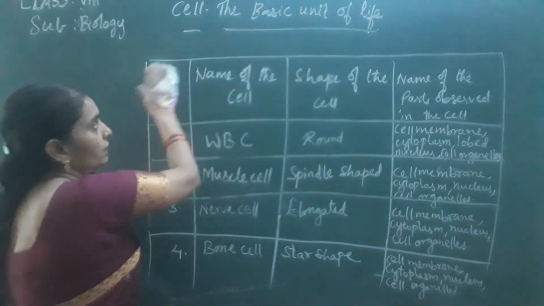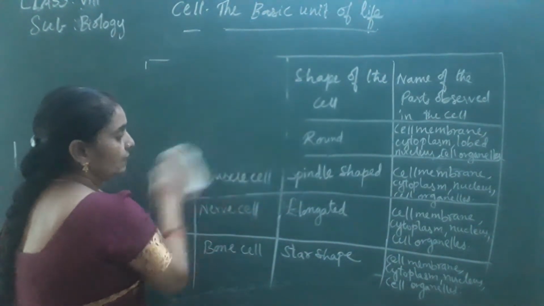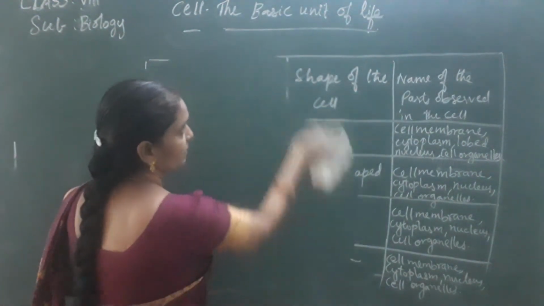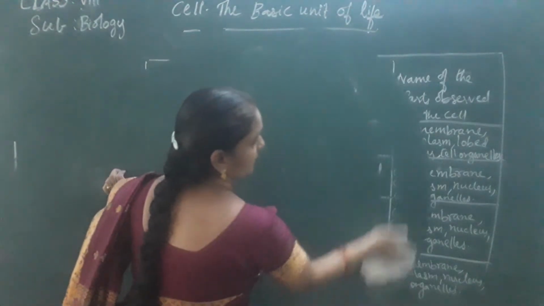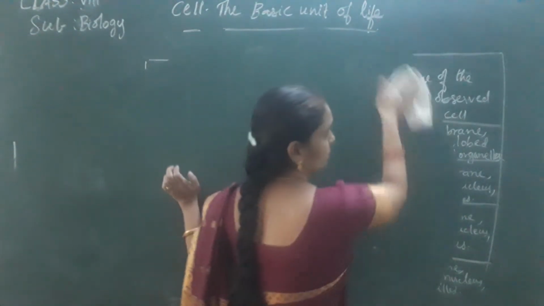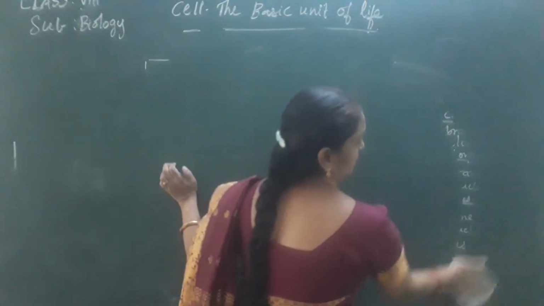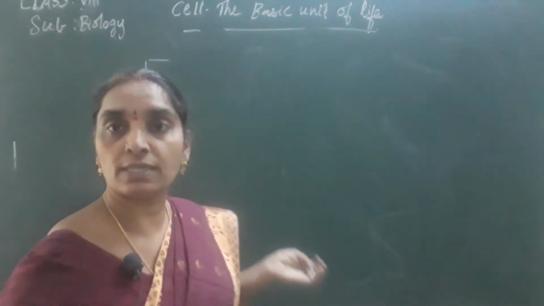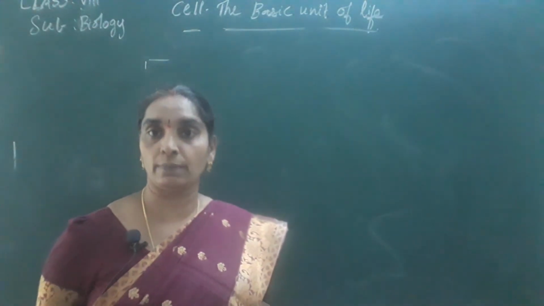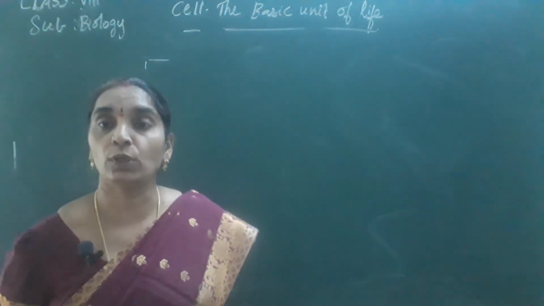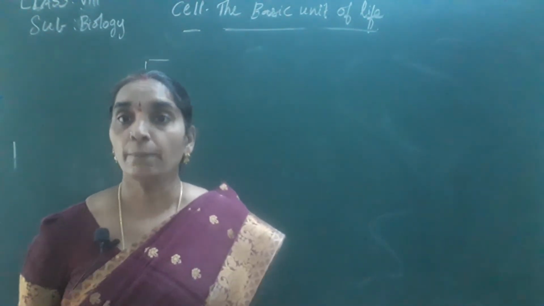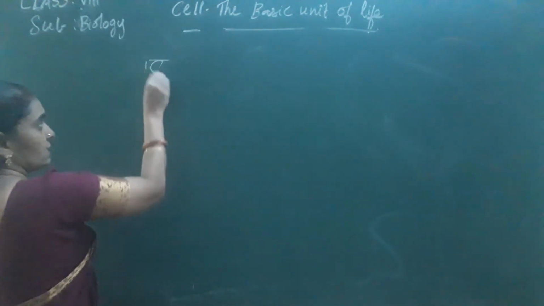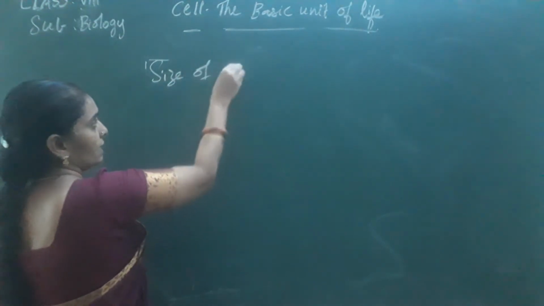Now you are going to learn about the size of the cell. In fact, I told you the size of the cell varies from the biggest elephant to a human being. The size of the animal or the organism depends upon the number of the cells, but not the size of the cells.